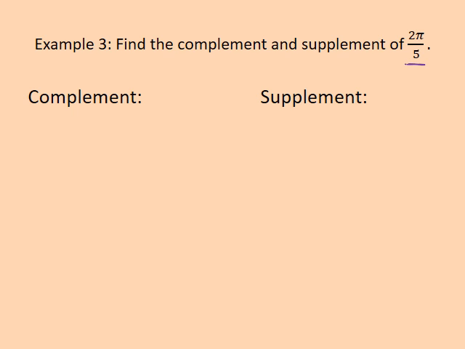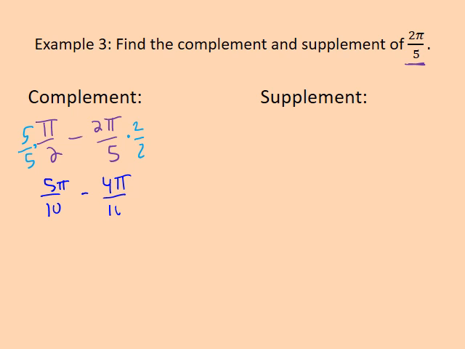So since we're trying to find the complement of 2 pi over 5, we'll do pi over 2 minus 2 pi over 5. Now we need a common denominator to subtract these. Our common denominator is 10. So we have 5 pi over 10 minus 4 pi over 10, which is pi over 10. So pi over 10 is the complement of 2 pi over 5. Now remember that in order to be a complement, your angles have to both be positive. So if your complement is negative, then you don't actually have a complement.